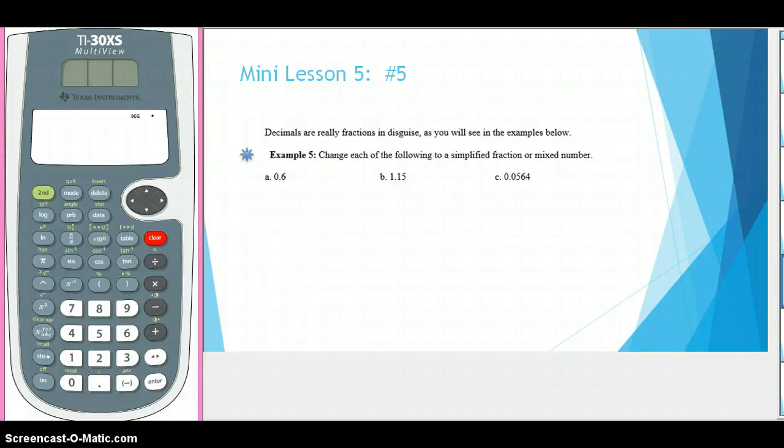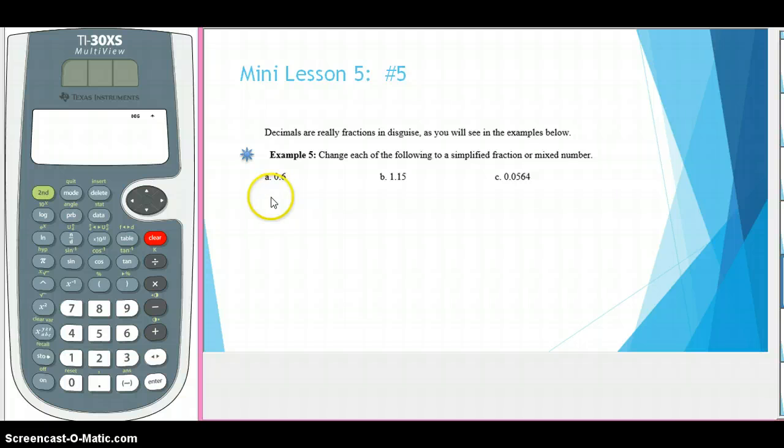In this video, we're going to learn how to change decimals to fractions or mixed numbers and vice versa on the calculator. So first, in these first three examples, we are given decimals and we're going to change them to simplified fractions or mixed numbers.